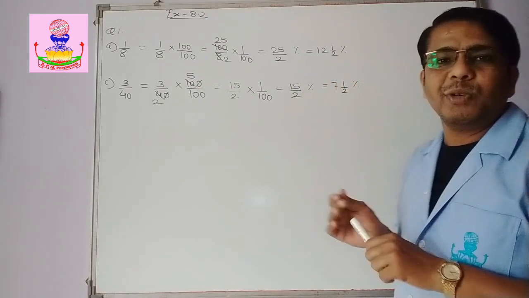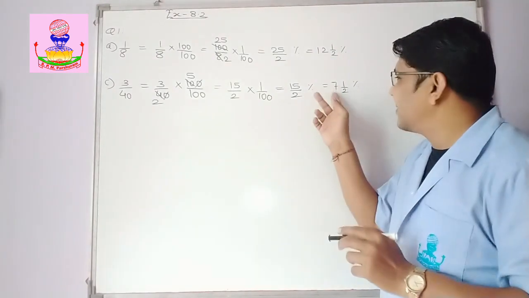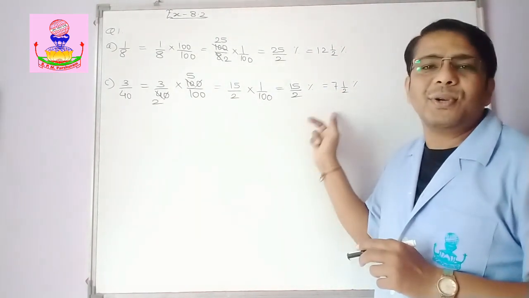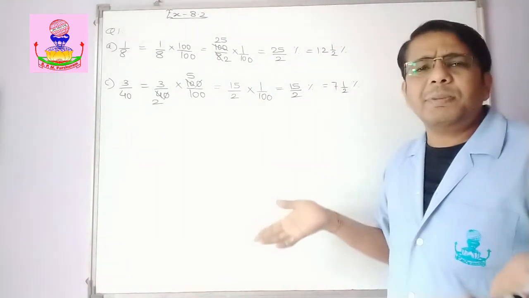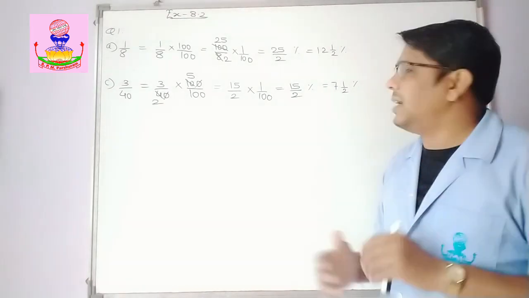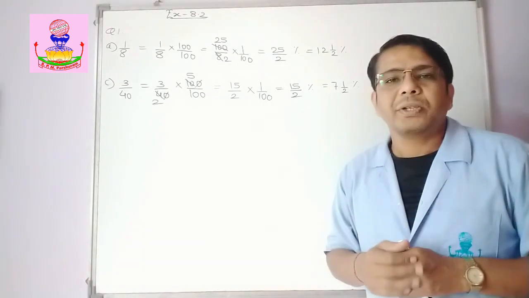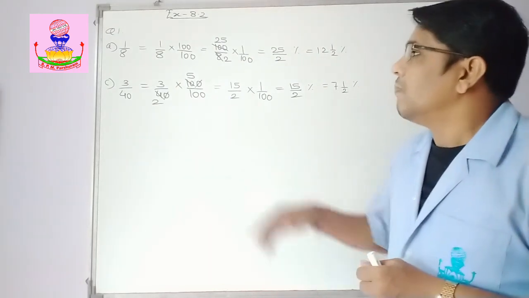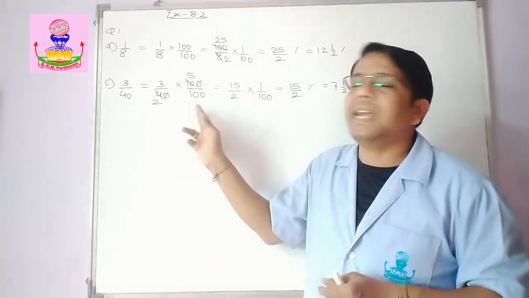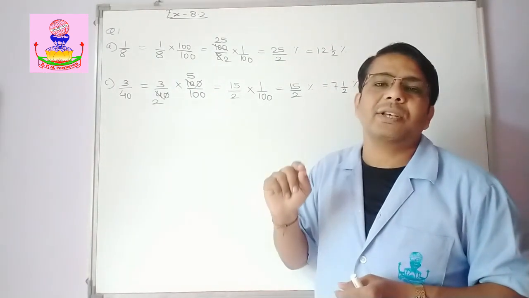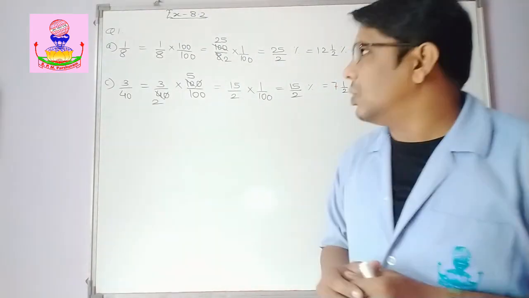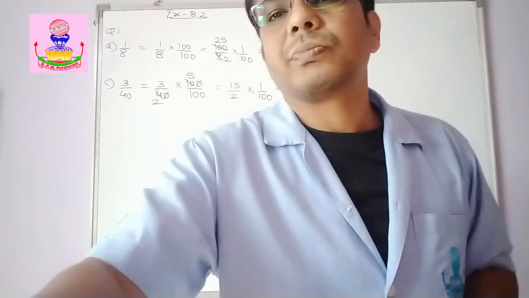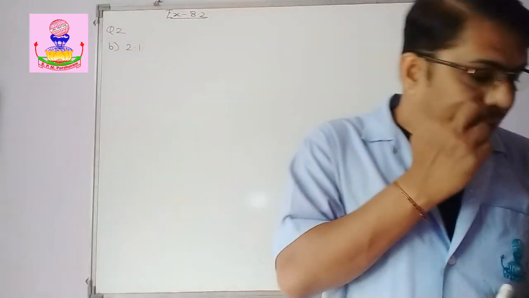So that is 7.5%. 15 upon 2 means 2 sevens are 14, 1 remainder. So 7 and 1 upon 2%, or 7.5%. Do you understand? So this is question number 1. So let's move to question number 2. Now from question number 1, B and D you are supposed to solve as homework. Okay. So now question number 2.